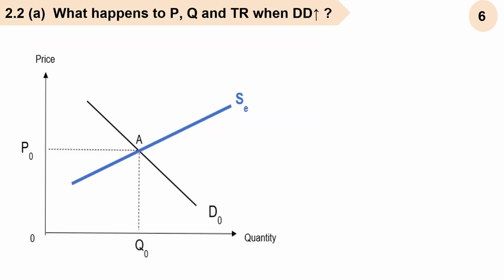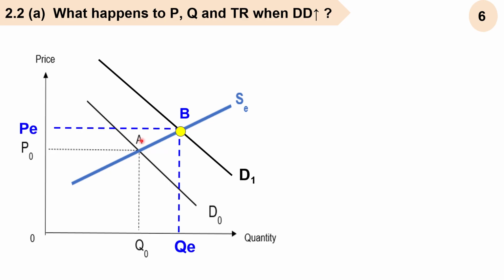Now the demand increases, look, it's increasing now. I think this diagram is printed for y'all, so y'all just listen. The demand increase means demand shifts to the right from D0 to D1. Then the new equilibrium I'll label as B, and this is the corresponding new equilibrium price, PE, and the new equilibrium quantity, QE.